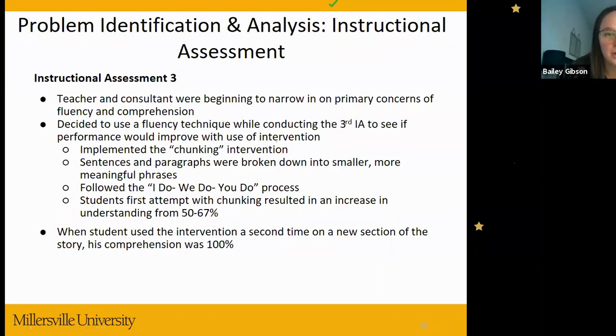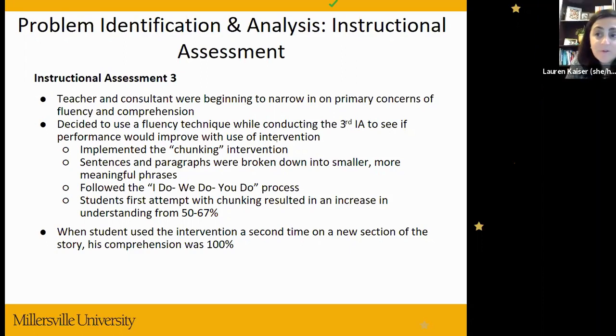Then he did that paragraph again, and he improved his comprehension to 67%. And then we did a new paragraph or part of the passage, and he used chunking from the start, and he had 100% on the comprehension part.